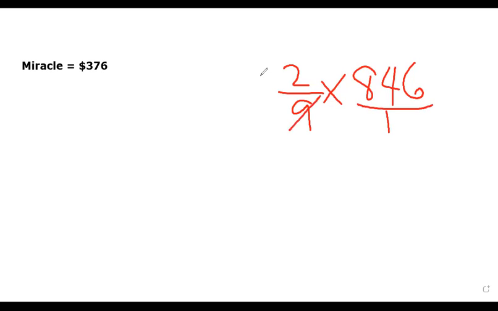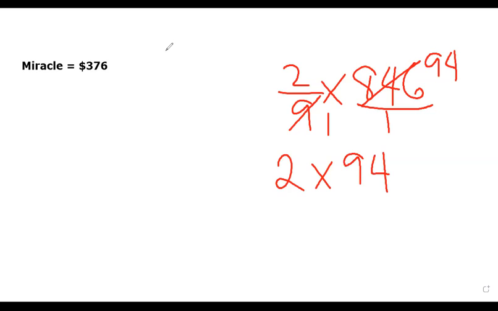9 is common to both 9 and 846. 9 goes into 9 one time. 9 goes into 846 94 times. Let's multiply that out. So we're left with 2 times 94. And that is equal to 2 times 4 is 8. 2 times 9 is 18. So we're left with 188. I don't know why I like the corner so much, but we'll bring it over for the next one.